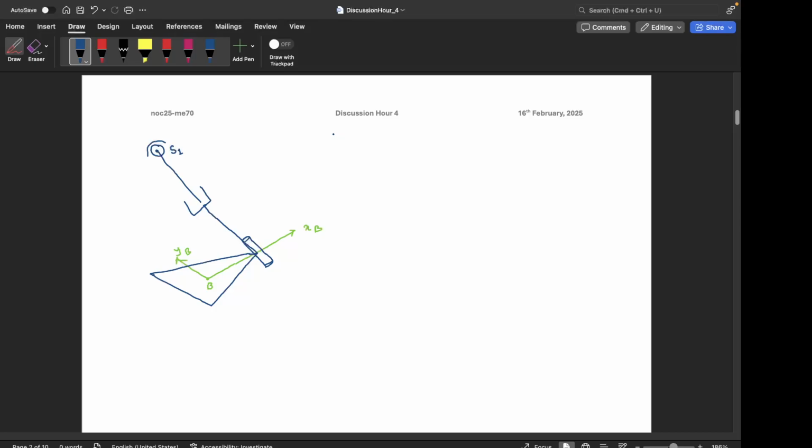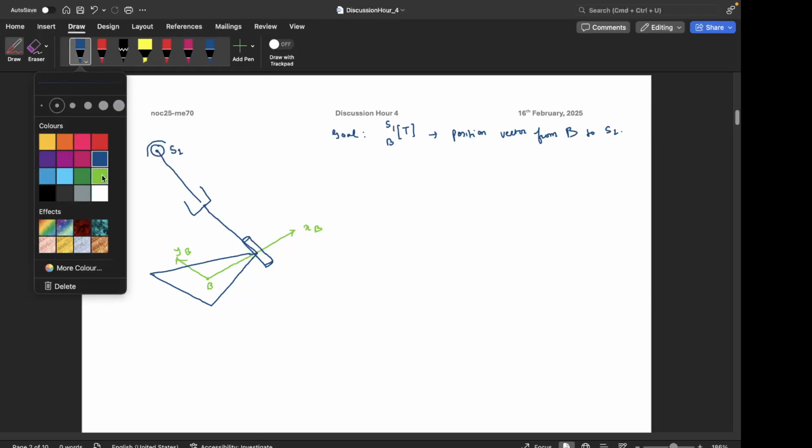Right, so again I will write our goal. Our goal is first to find the transformation matrix from S1 to B, and that will give us the position vector from B to S1. Right, and we will repeat that process for the other two legs. Okay, so now let's get back to the frame assignments.